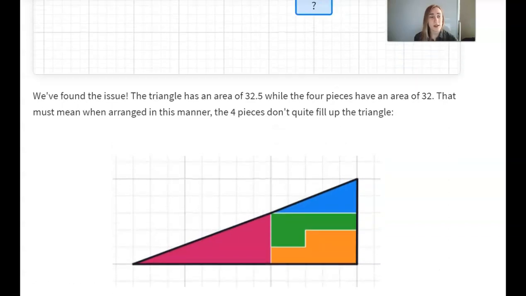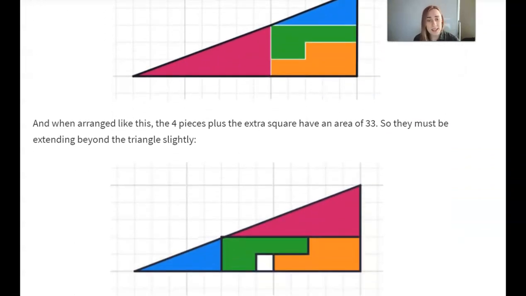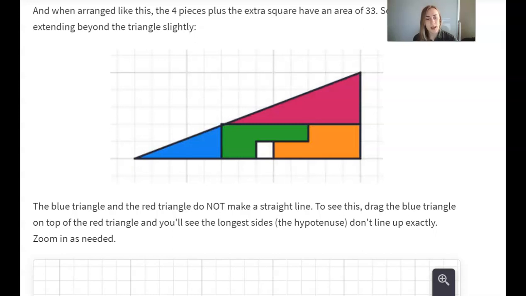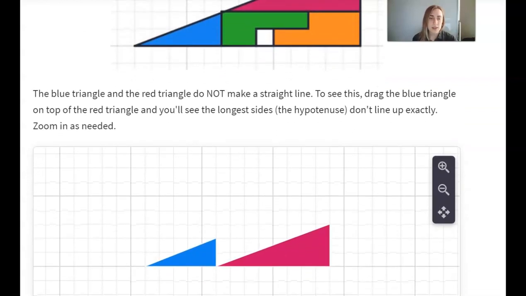So the issue is the triangle has an area of 32.5, while the four pieces together have an area of 32. So that must mean when arranged in this manner, the four pieces don't quite fill up the triangle. And when arranged like this, the four pieces plus the extra square have an area of 33. So they must be extending beyond the triangle slightly. The blue triangle and the red triangle do not make a straight line. To see this, you can drag the blue triangle on top of the red triangle, and you'll see that the longest sides, the hypotenuse, don't line up exactly. You will probably need to zoom in.